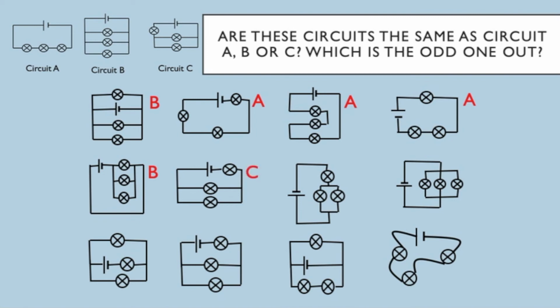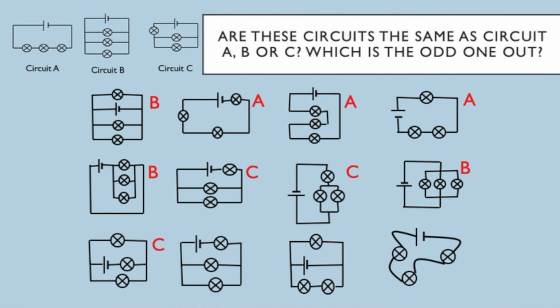The next one, right, so that one is like circuit C. You can see there's a lamp next to the power supply, and then we've got two others in parallel with that. And that's the same as the next one, just drawn slightly differently again. The next one is like circuit B. That's a circuit that's in parallel, all the bulbs are in parallel with each other.